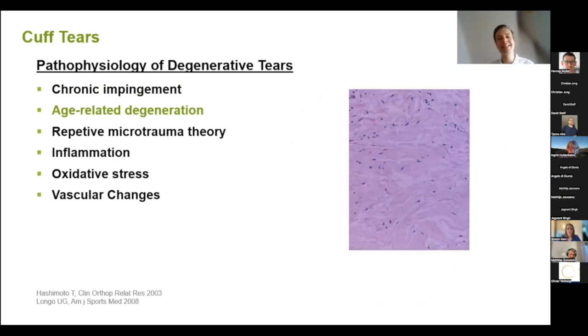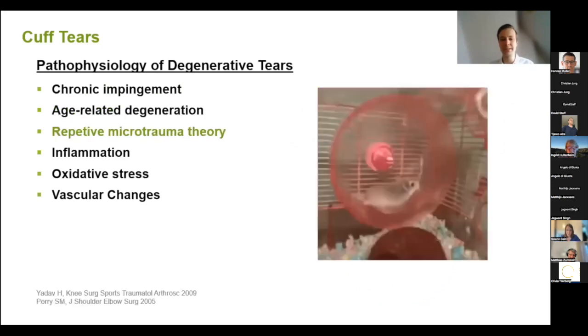Given the increasing incidence of asymptomatic tears by age, this raises the question whether rotator cuff degeneration is a pathologic process or should be seen as a normal aging process. And this is supported by histological studies that found many changes relating to degeneration in tendons.